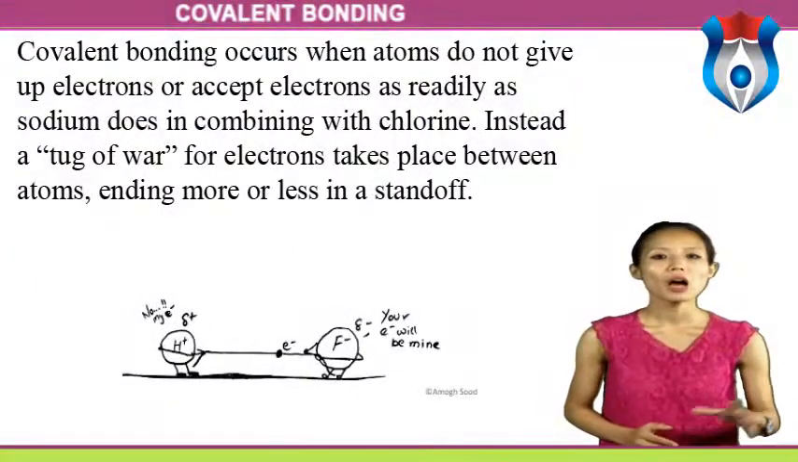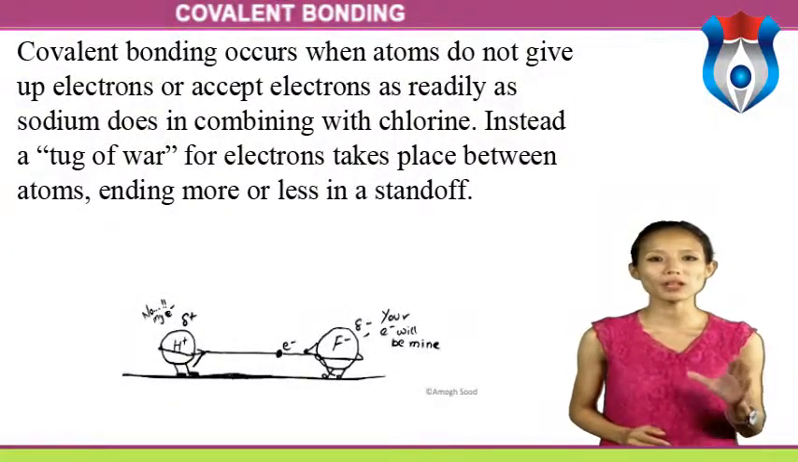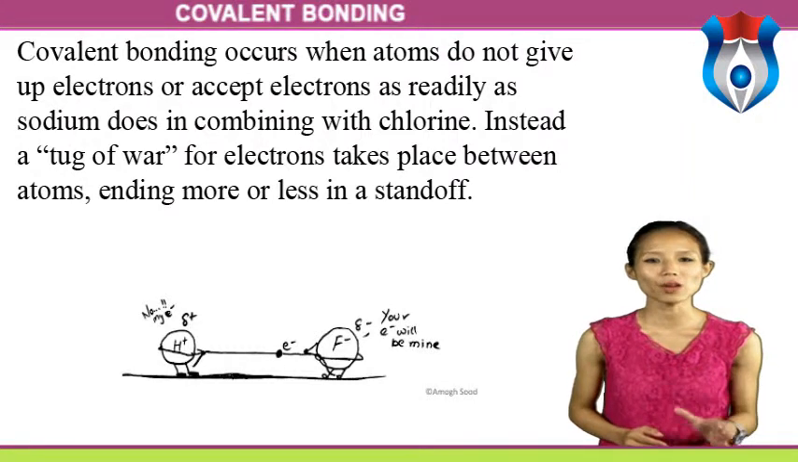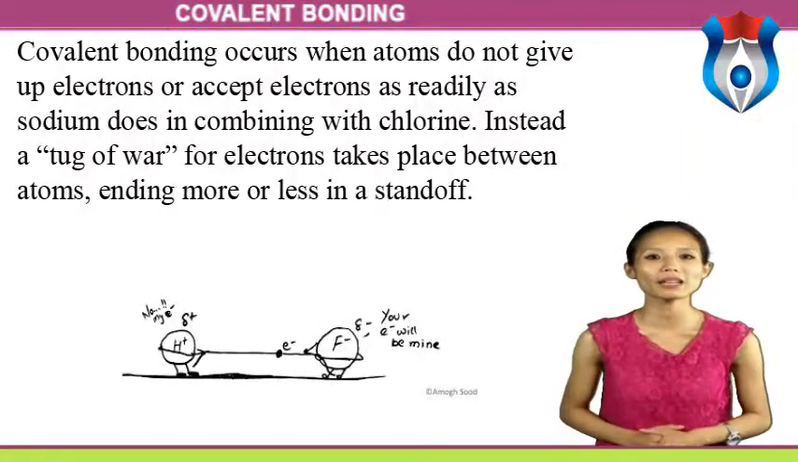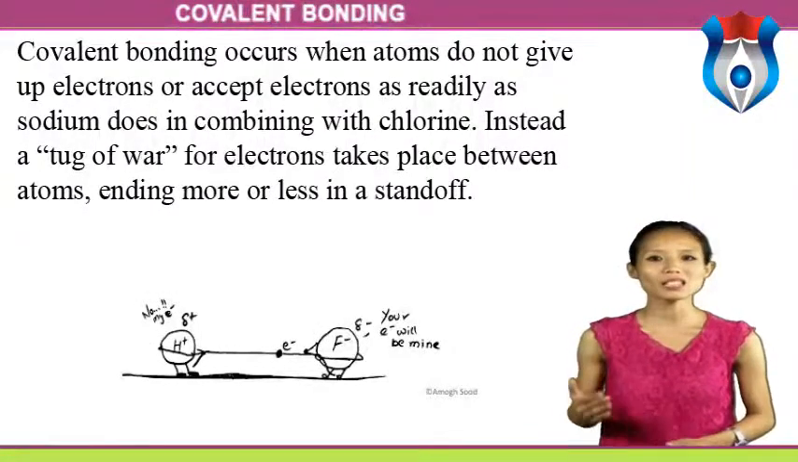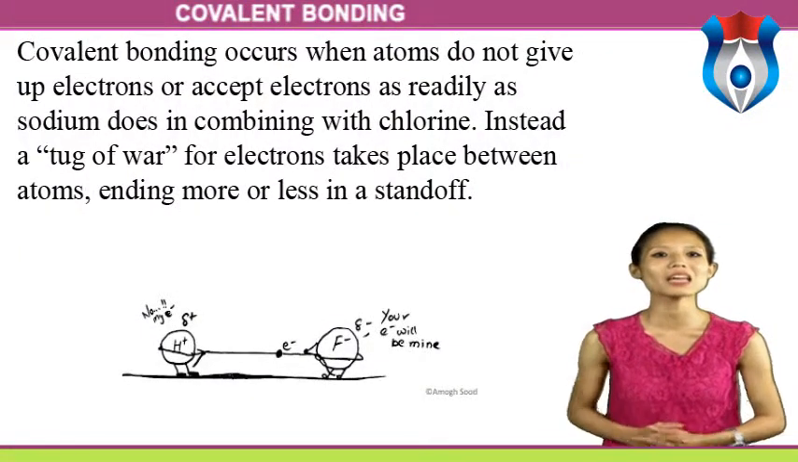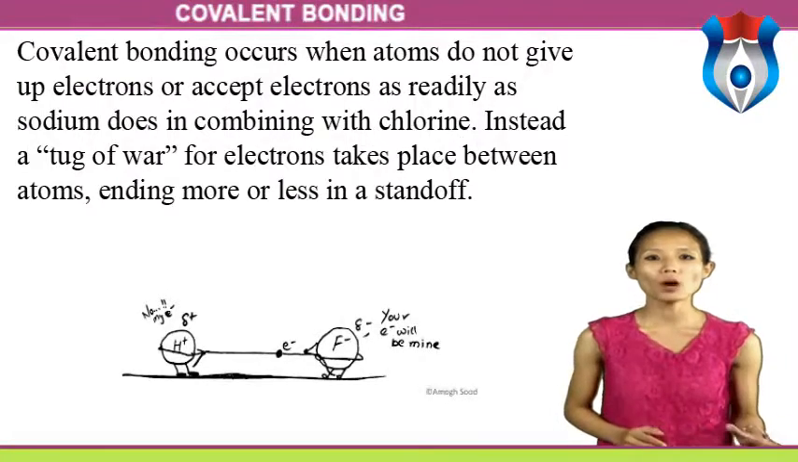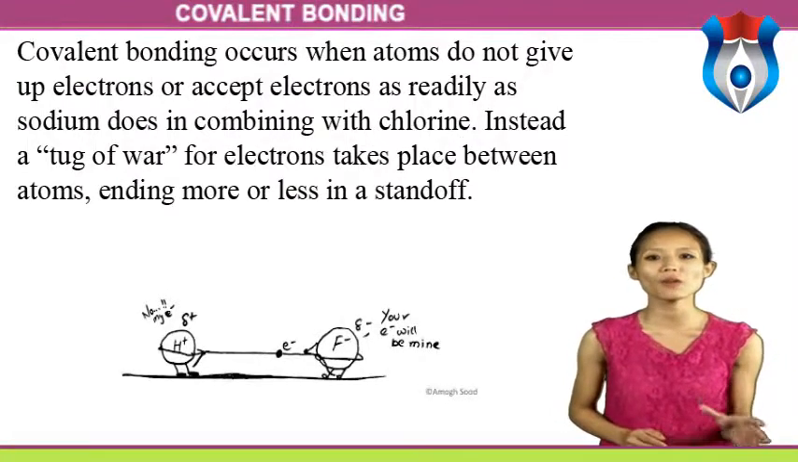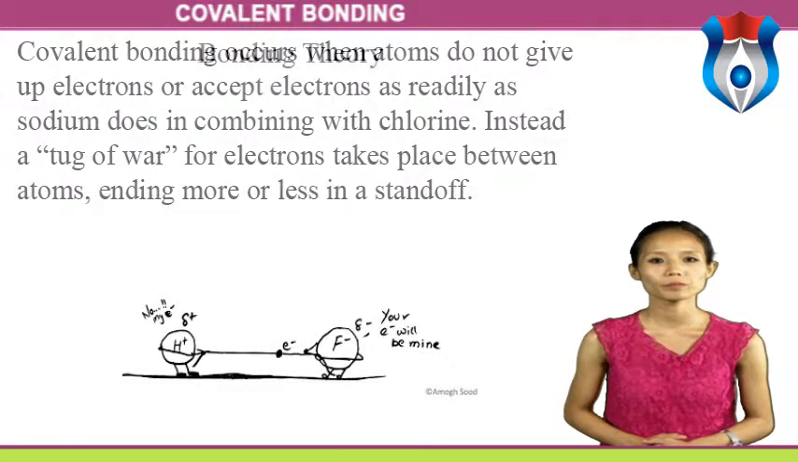Covalent bonding occurs when atoms do not give up electrons or accept electrons as readily as sodium does in combining with chloride. Instead, a tug of war for electrons takes place between atoms, ending more or less in a standoff. Covalent bonding is when atoms share electrons to form a different kind of bond.